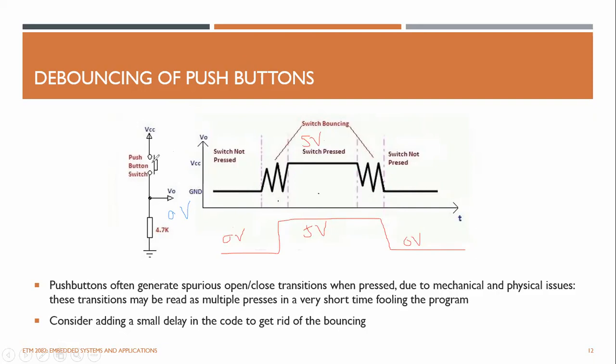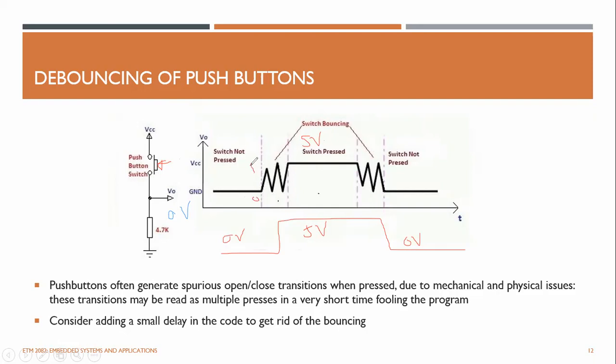But these switches are not ideal. They have some bouncing effect, like they have springs. So if you touch with your finger and release it, it could hit this multiple times, so the voltage fluctuation will be something like that.